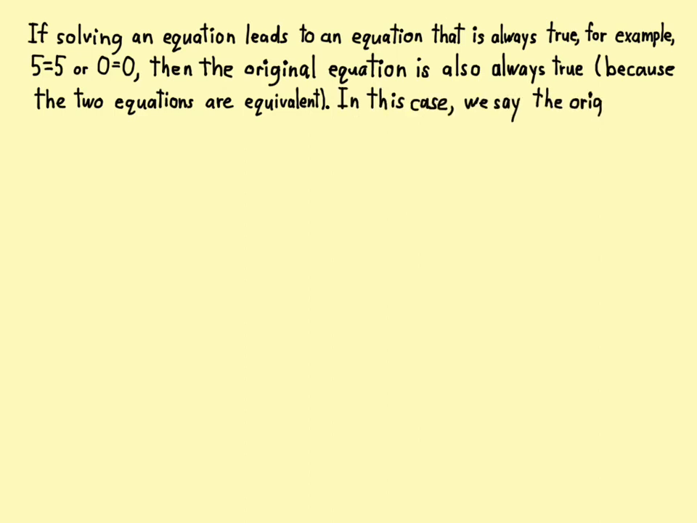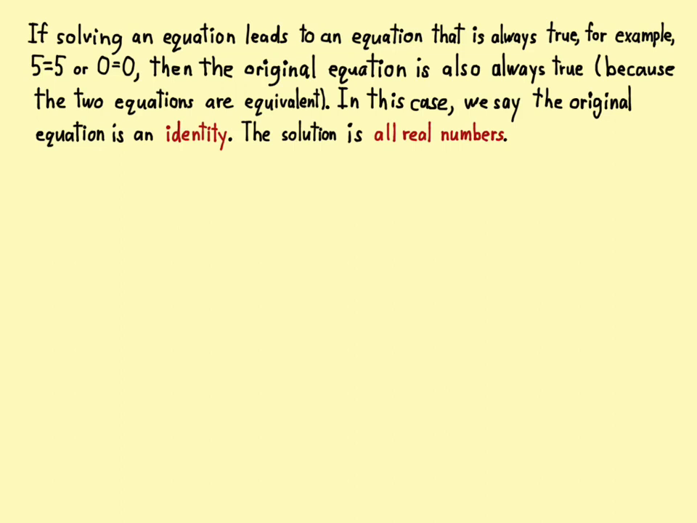In this case, when you end up getting something that's always true for any value of x, then we say the original equation is an identity. You need to know that word. So that's called an identity. It's always true. The solution will then be all real numbers.